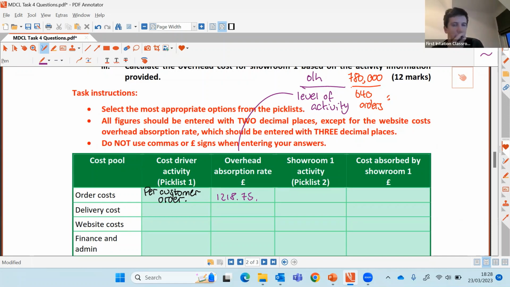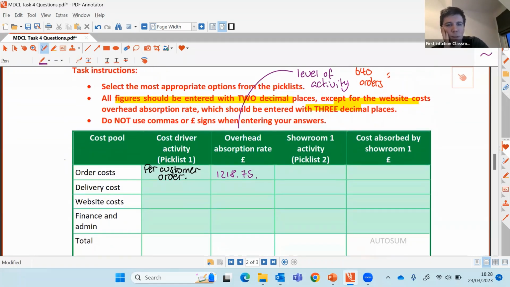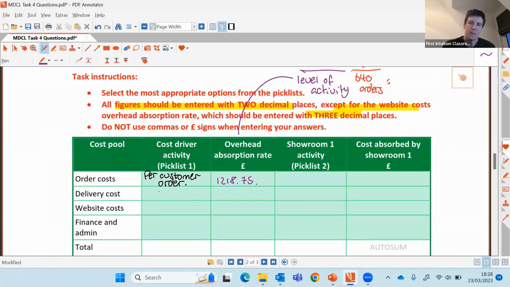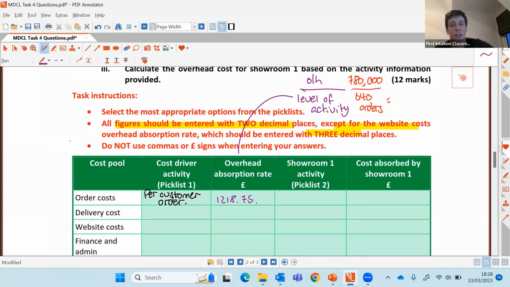Okay. Note that here, although it divides anyway, enter your figures to 2 decimal places, apart from the website costs that it wants you to do to 3 decimals. Okay. No commas and pound signs. Are we okay with that? Any questions at that point?